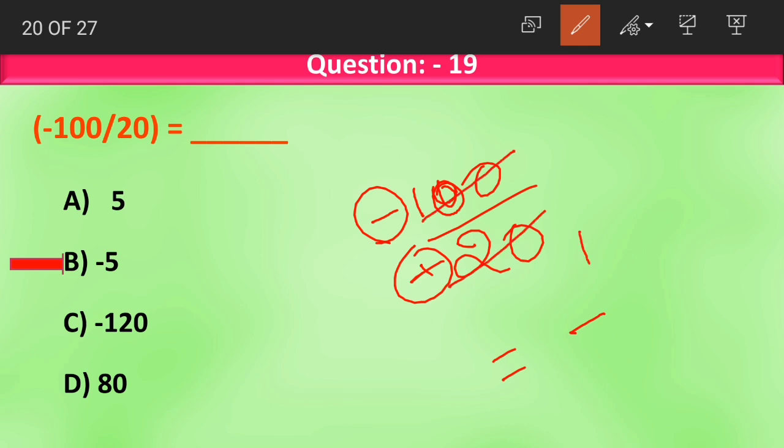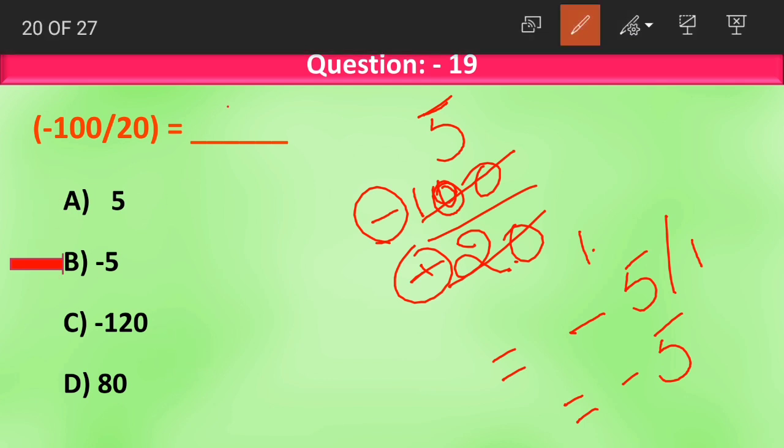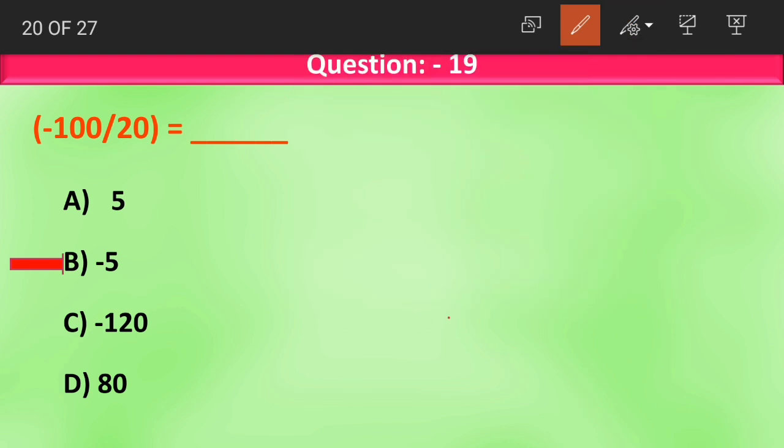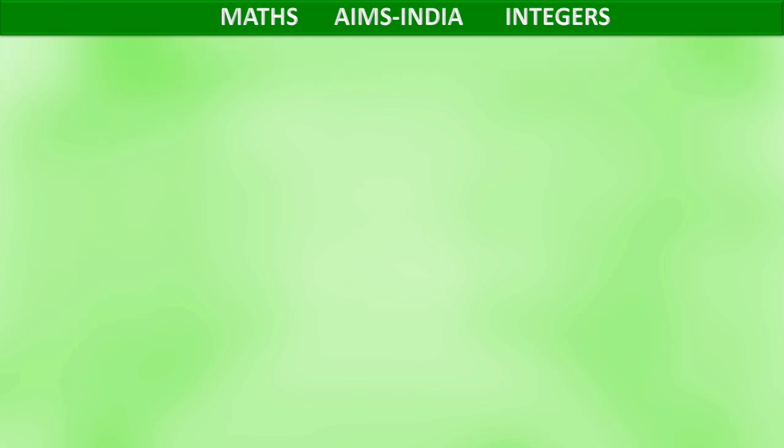Now 2 ones are 2, 2 fives are 10. Am I right or wrong? Yes, 2 ones are 2, 2 tens are 20 and 20 fives are 100. So what will our final answer be? Minus 5 by 1, or nothing but minus 5. Which is the option here? Option B, minus 5. Minus 100 divided by 20 is equal to minus 5. Clear, class? We do the normal division. The only difference here is the signs. As the signs are different for numerator and denominator, the result will have a negative sign.